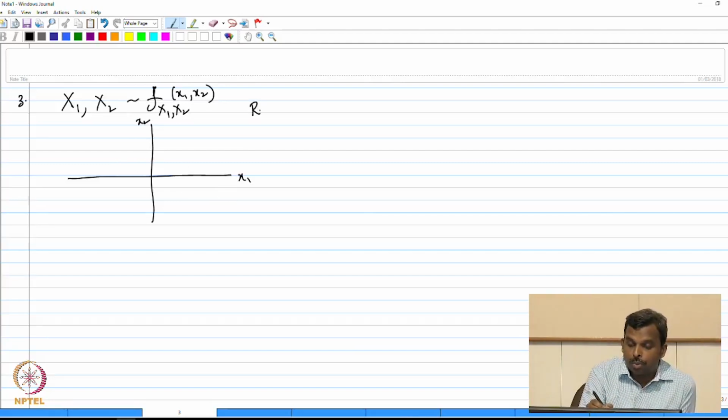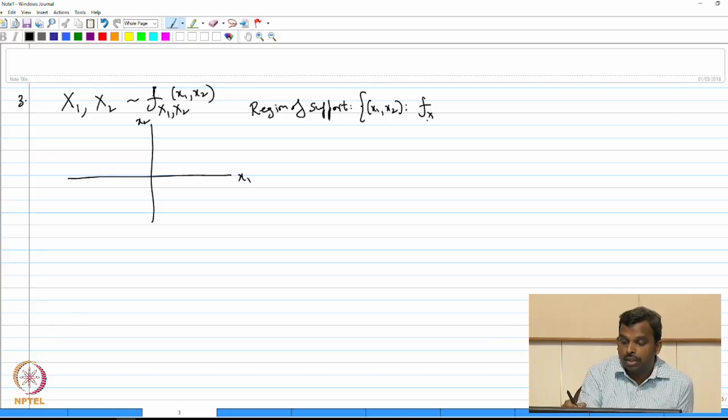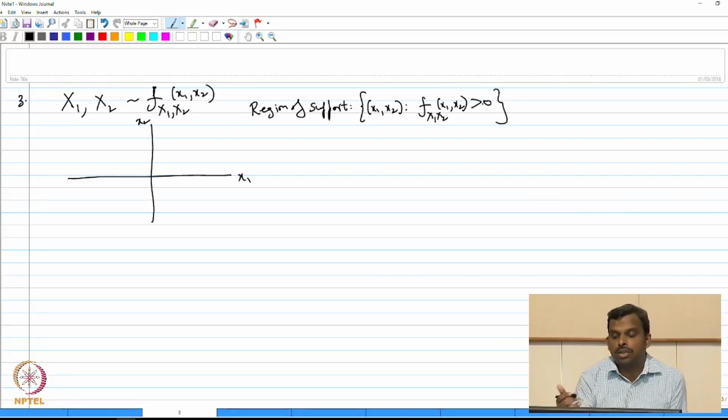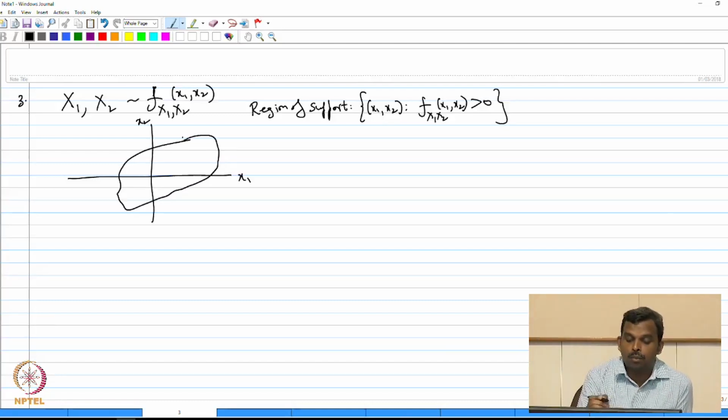So what is the region of support? This is something very important to understand in any 2D PDF. The region of support is the set of all (x1, x2) for which f(x1, x2) is greater than 0. We'll assume simple continuous distributions, and all of this is easy to define. So it is the set of all values for which this is greater than 0. This will be some region like that. In this region you should have a good handle on it. You should be able to describe the boundaries of this region, and you should be able to do a two-dimensional integral over this region.